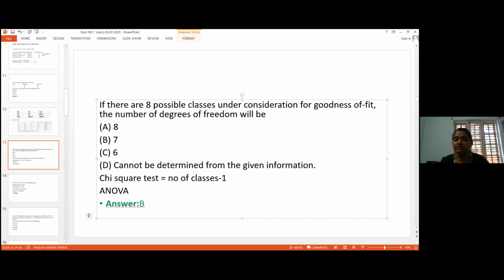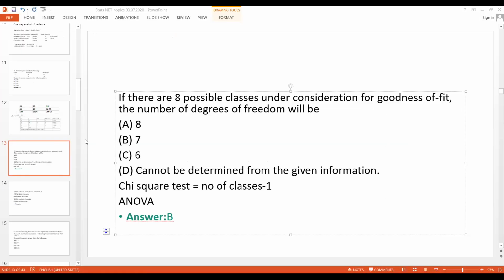ANOVA is a pure statistical, parametric test. Chi-square is a non-parametric test which goes with frequencies, which goes with counts. ANOVA is a parametric test which goes with averages, which goes with specific parametric calculations only. Fine. Then proceeding to the next question.